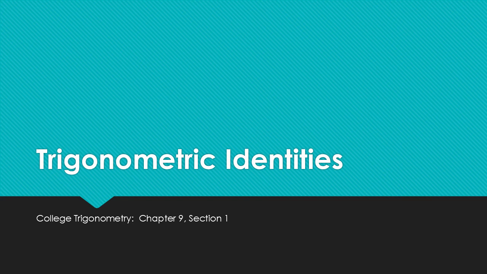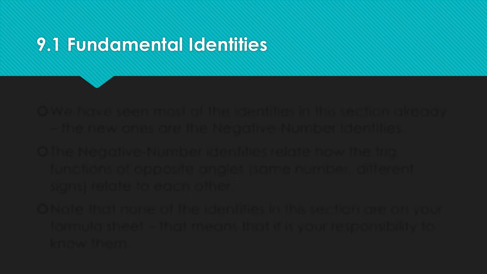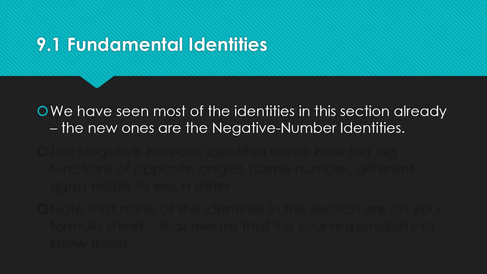College Trig, Chapter 9, Section 1, Trigonometric Identities. We're going to start with the fundamental identities in this section. We've actually seen most of these already.